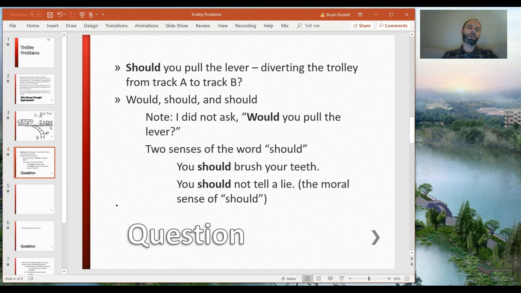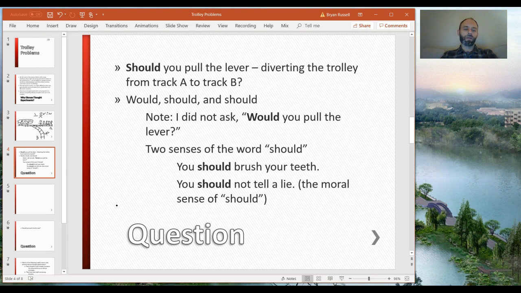Here we're wondering about what you should do, not what you would do. If you do have a trolley phobia, you should probably talk to a psychologist. They'd be very interested in hashing out your case with you. But what you would do in this scenario, I'm not so concerned with. I'm interested in what you should do.